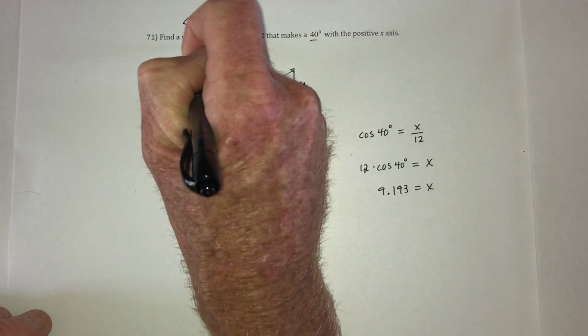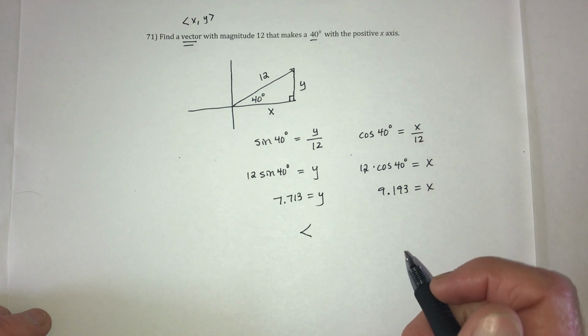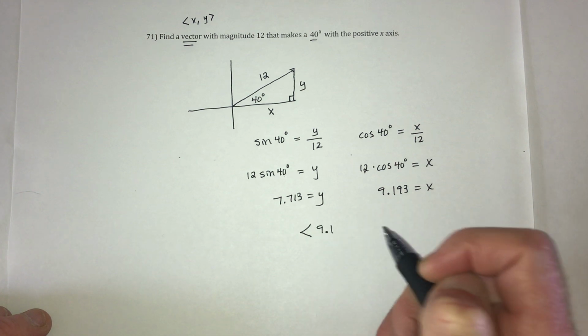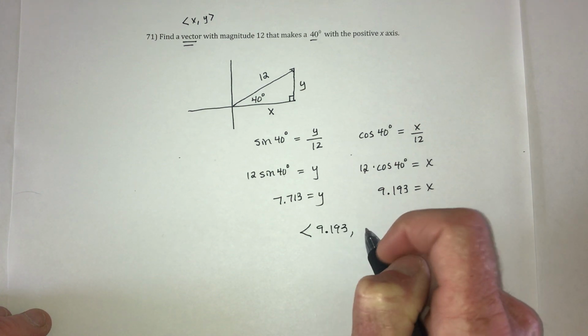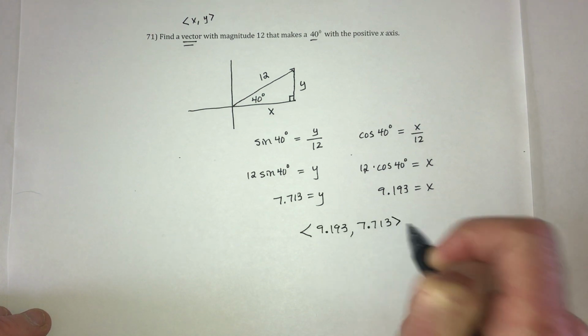And then the last thing is, it said vector, so you should write it in vector form. So put the angled brackets, and then x goes first, 9.193, and y goes second, and then the other angled bracket.